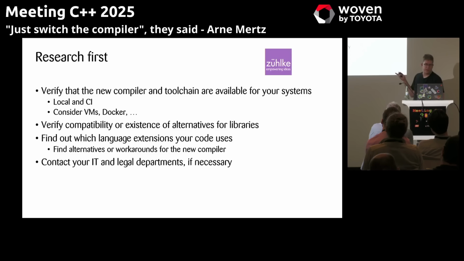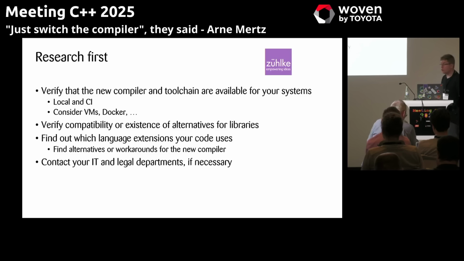Check your libraries, that they are available, that they have been maintained, because if you have a library that is available for GCC but has last been touched 8 years ago, then maybe be careful adapting it. And then try to have an overview which language extensions like these attributes or compiler intrinsics you're directly calling in your code, which can be hard.